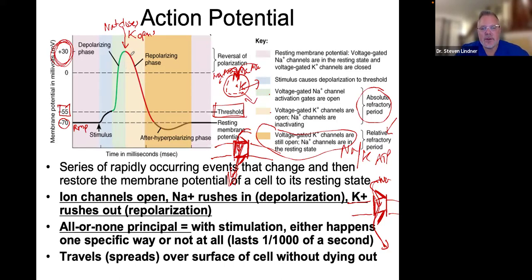So once the sodium channel closes and we start to move in a more negative direction, we're approaching resting membrane potential again, right? When you're depolarizing, you're moving away from resting membrane potential in a more positive direction. When you're repolarizing, you're moving closer to resting membrane potential in a more negative direction. Hyperpolarization is when you're moving more negative in relationship to resting membrane potential.